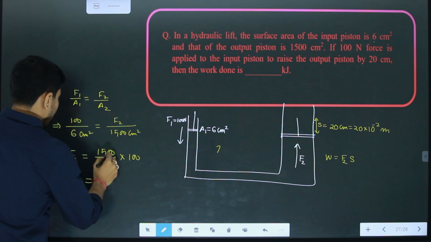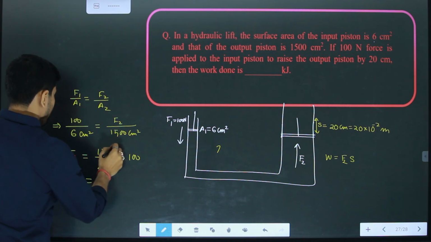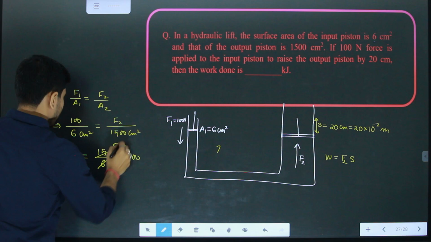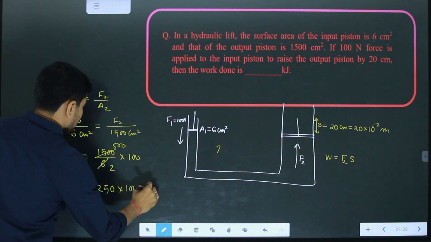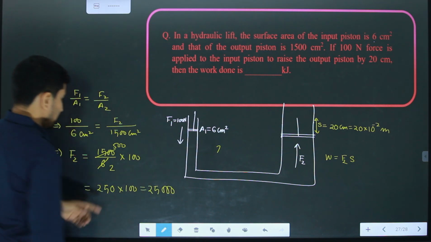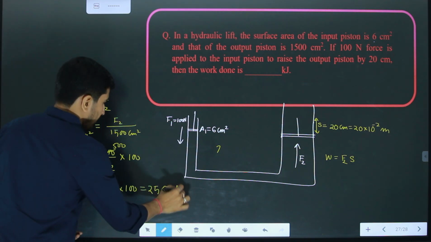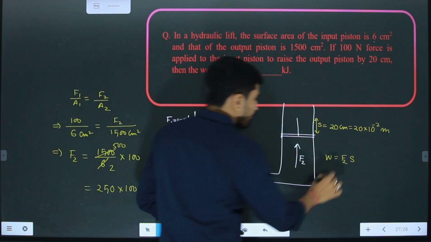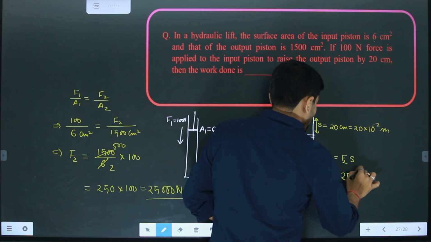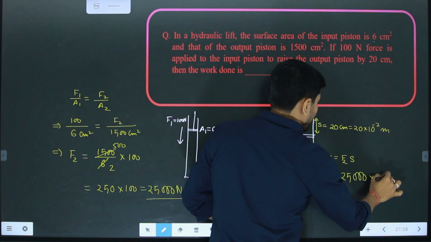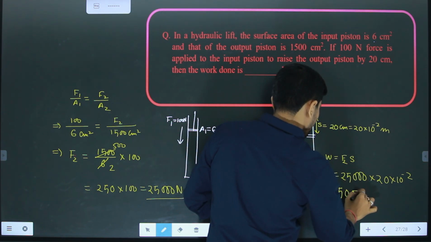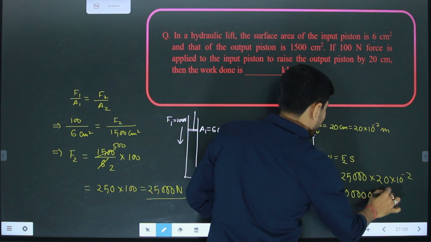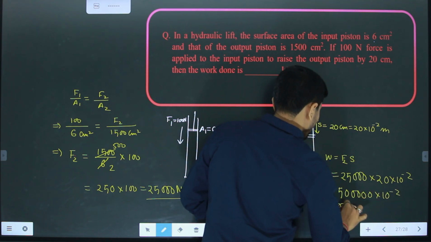Okay, so this will be equal to 250 into 100. So this is equal to 25000. So this is 25,000 Newton. Now I will put this value here, 25000 into 20 into 10 power minus 2. Then this will be equal to 50 into 10 power minus 2. So this will be equal to 5000 joule.